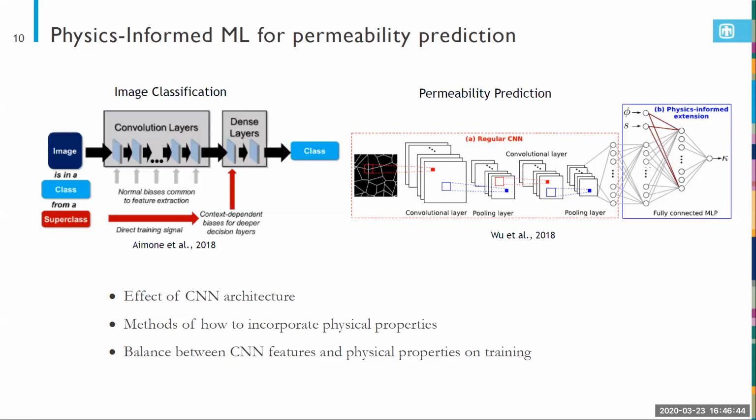So based on a couple of pieces of literature, we identified a couple of different evaluation objectives. Here, we really want to evaluate the effect of CNN architectures, what's the best or optimal way to incorporate physical properties. And also we want to evaluate the balance between information from the CNN versus information from physical properties on training.